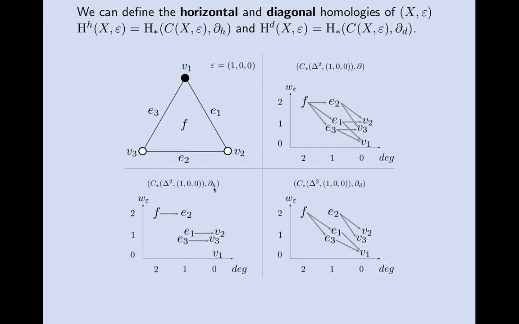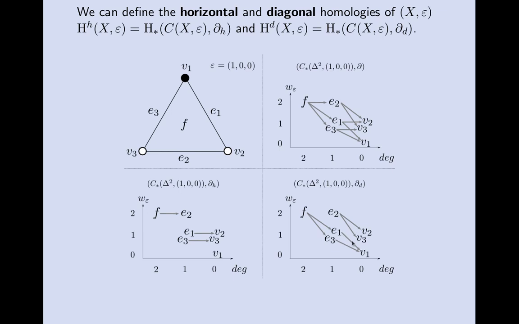So we get this complex here in the lower left, and all of these components here are acyclic. They do not contribute to the homology. So the homology is just generated by V1 in bidegree (0, 0). And for example, this differential here between F and E2 is just this here, since E2 is the only face with the same number of white vertices as F.